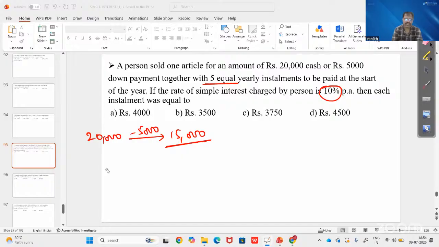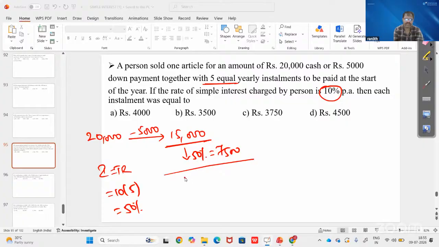5 years. We know I equals PTR, so that is 10 into 5, which equals 50% charge. What is 50% of 15,000? It is 7,500. So 15,000 plus 7,500 equals 22,500. For how many years? For 5 years. Then each year's amount is 4,500.